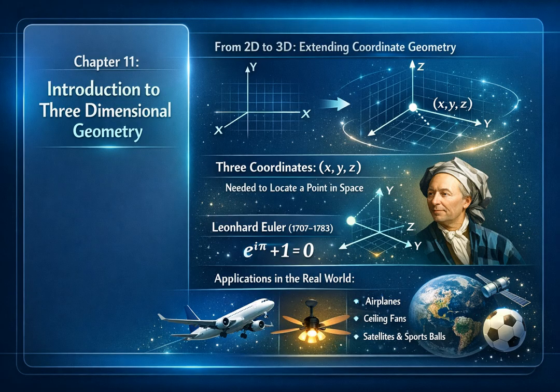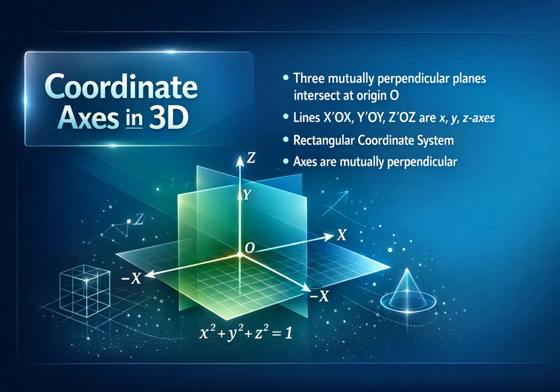The great mathematician Leonhard Euler helped develop these concepts. We'll extend our 2D knowledge to 3D space. In 3 dimensions, we have 3 coordinate axes. Imagine 3 planes intersecting at point O, all mutually perpendicular.